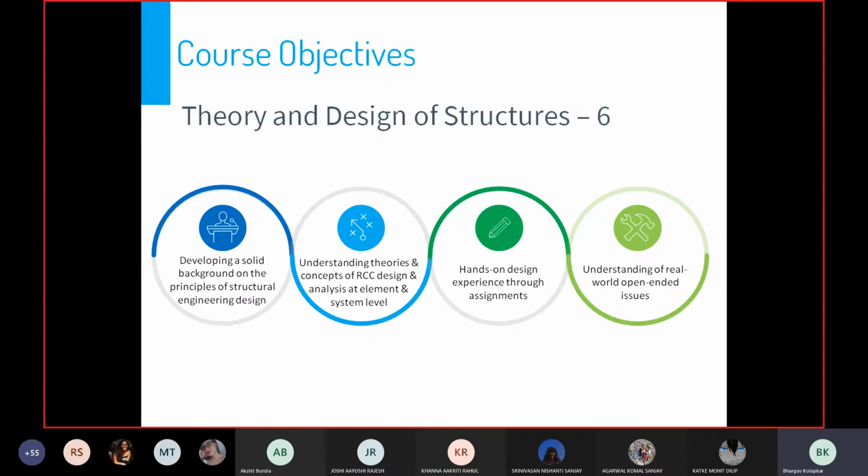And then I'm sure you must already have had some background on how to detail these elements, but nonetheless in this course we'll get an actual feel of how these elements are detailed and designed, so that you won't have anything else left in terms of understanding the drawings.